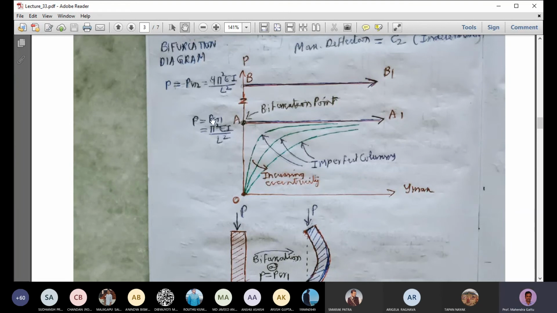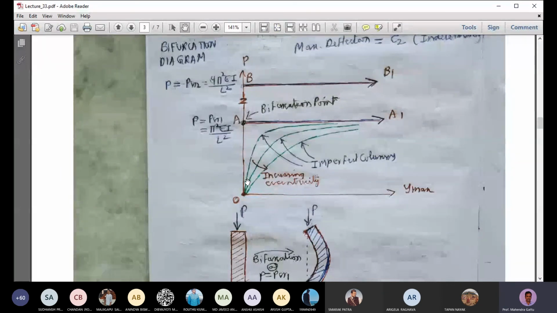Point A refers to P critical 1, that is n squared pi squared EI by L squared, for n equal to 1. B refers to n squared pi squared EI by L squared for n equal to 2. So n equal to 2 means 2 squared, it will be 4. Okay, so point A and point B are the critical buckling loads: the first critical buckling load and the second critical buckling load.